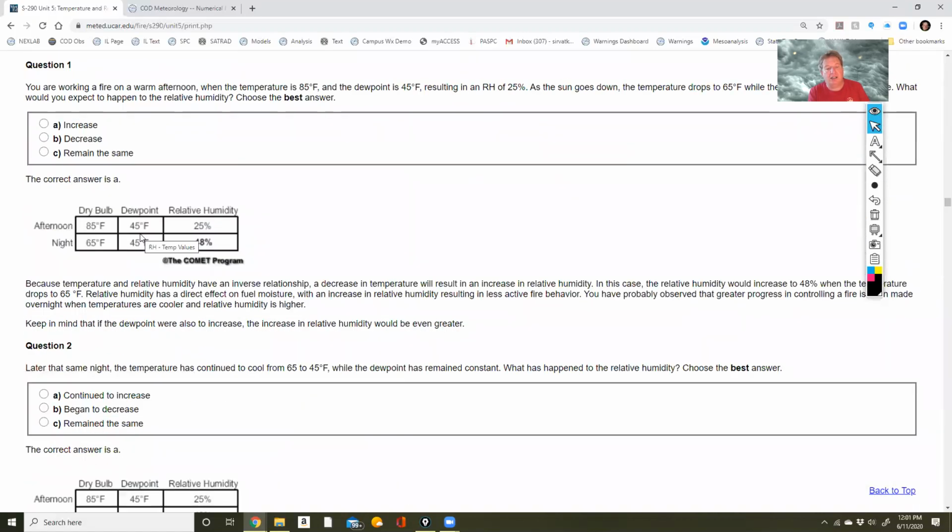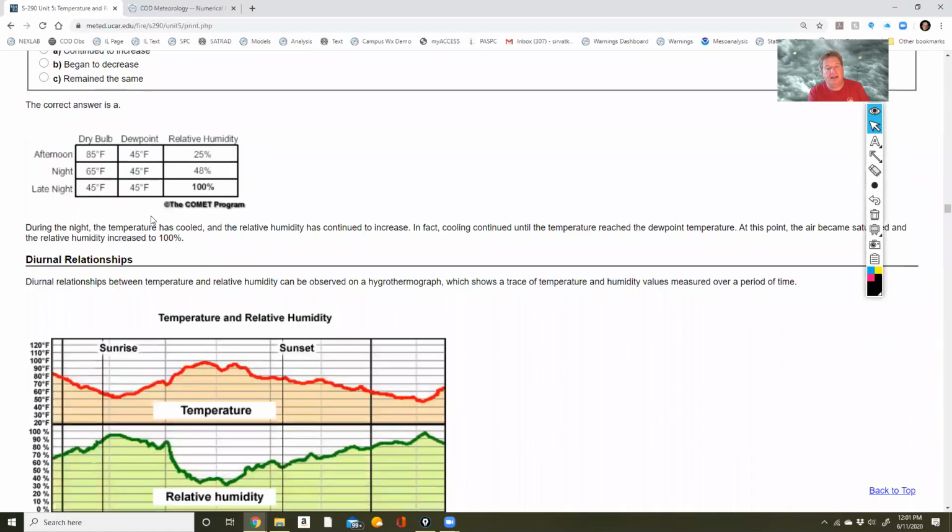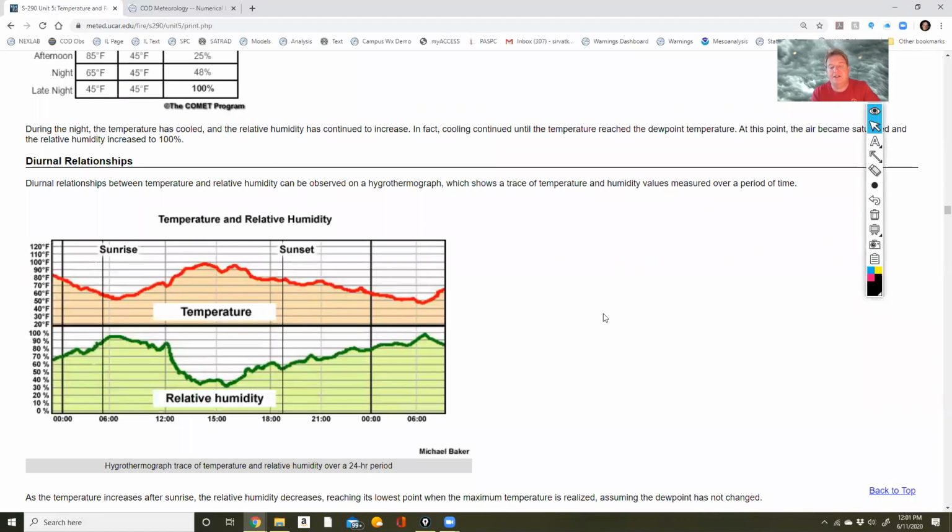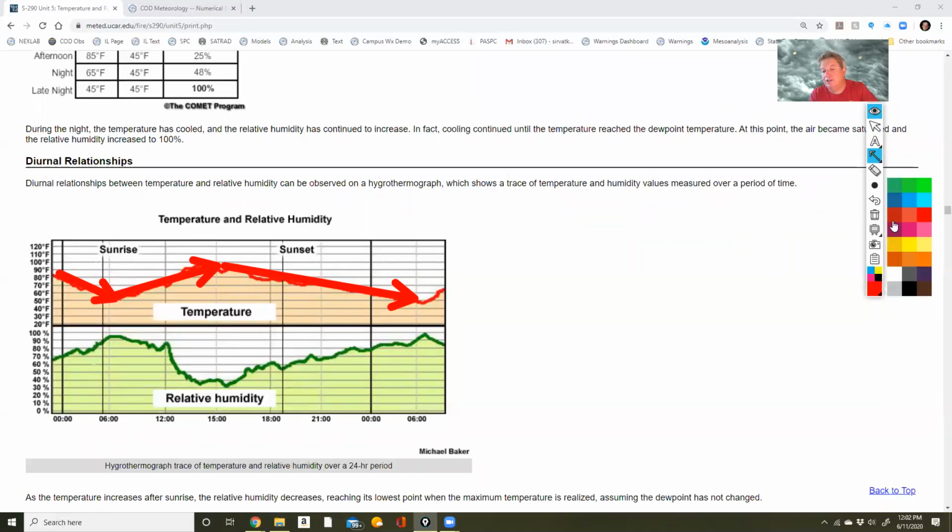And they talk a little bit about this. And again, boy, this is important. Do you understand what we have here? We have the temperature going down, going up, going down. Right? What is this up and down nature of the temperature called? That's the diurnal variation.